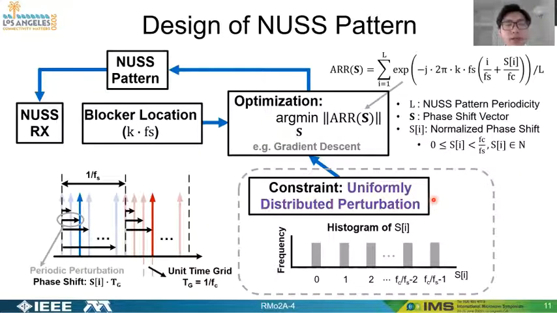After applying this constraint, we should also consider the blocker location, KFS, which has been included in the expression of ARR. Finally, different optimization methods, for example, the gradient descent method, can be used to generate the non-uniform clock pattern. One of those prepared clock patterns is utilized according to the specific application.